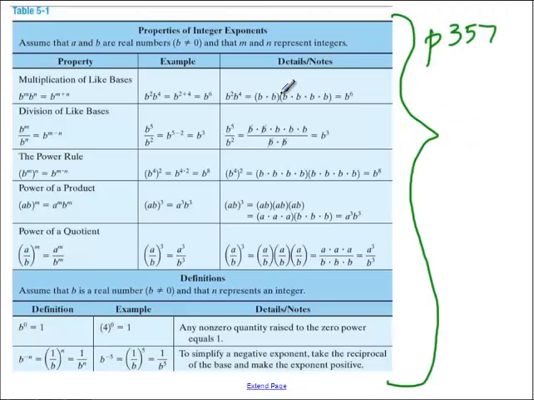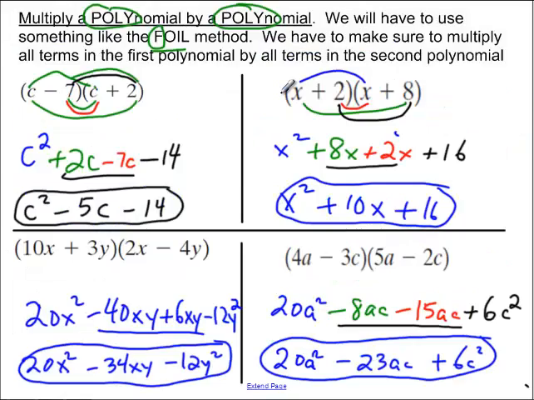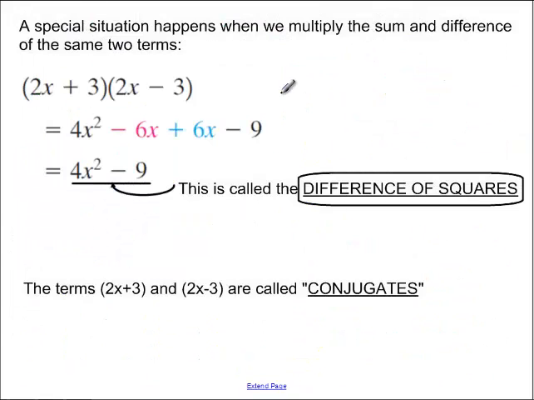Again, here's the summary from page 357 of information you might need for properties of integer exponents. So let's go here and we're going to talk about multiplying the sum and difference of the same two terms. So in other words, if I've got the same term here, 2x and 2x, I'm multiplying specifically two binomials.